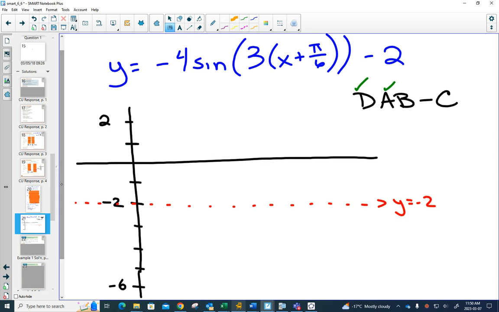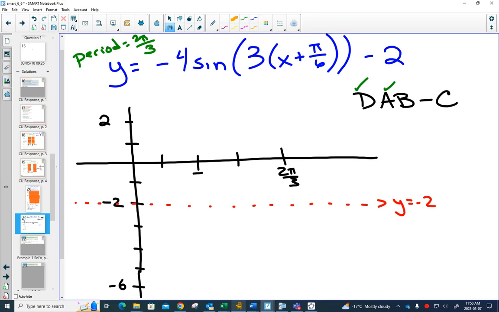Your period is 2 pi divided by your B value. Your B value is 3, so your period would be 2 pi over 3. Find somewhere on your x-axis, make a mark, label that as 2 pi over 3. Divide it into 4 equal sections.